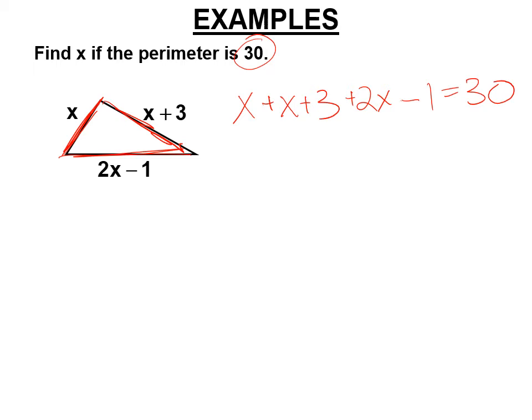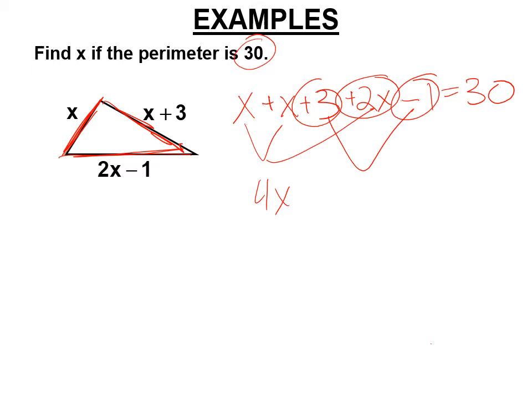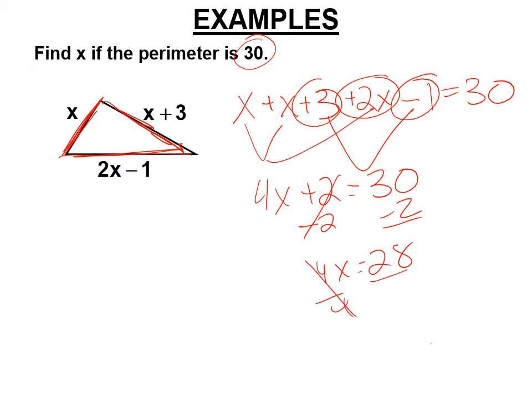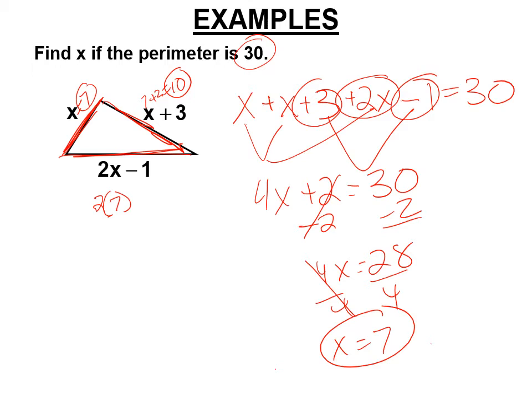So let's do that. X plus x is 2x, plus that x over there, that's 4x. 3 minus 1 is positive 2. So we get a two-step of 4x plus 2 equals 30. We subtract 2 from both sides. 4x equals 28. Divide both sides by 4. And x equals 7. What does that mean, x equals 7? Well, it meant that missing side was 7. This missing side was 7 plus 3, 10. And this missing side was 2 times 7, 14, minus 1, 13. And notice those three numbers add up to the perimeter, 30.